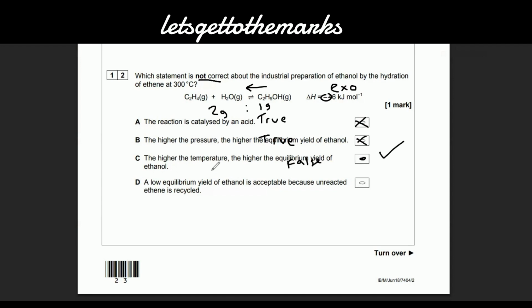And then the final one, a low equilibrium yield of ethanol is acceptable because unreacted ethene is recycled. That sounds pretty plausible. Any unreacted ethene can be recycled. And so yeah, that sounds true. Okay. Let's zing down.